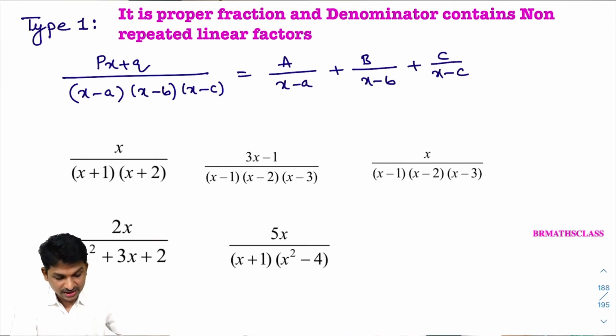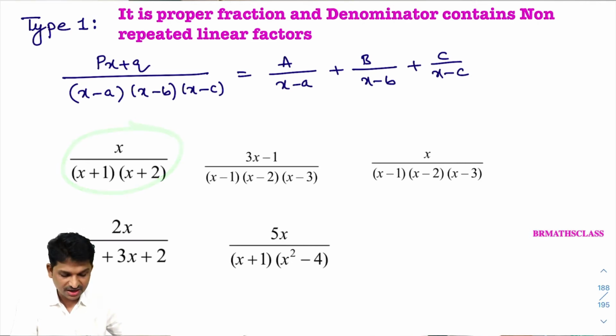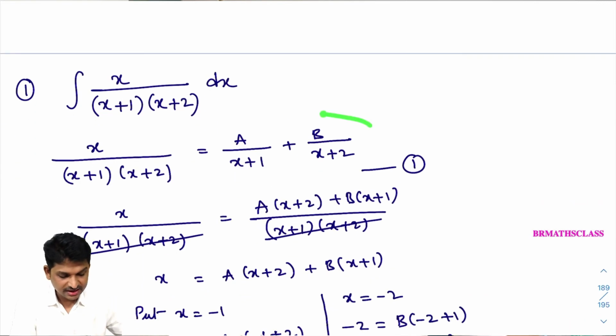You observe, we just integrated this. What is this? First, it is a proper rational function. Second, the denominator contains non-repeated linear factors. Then you know how to write this rational function into partial fractions. How? Look here, writing it like this.